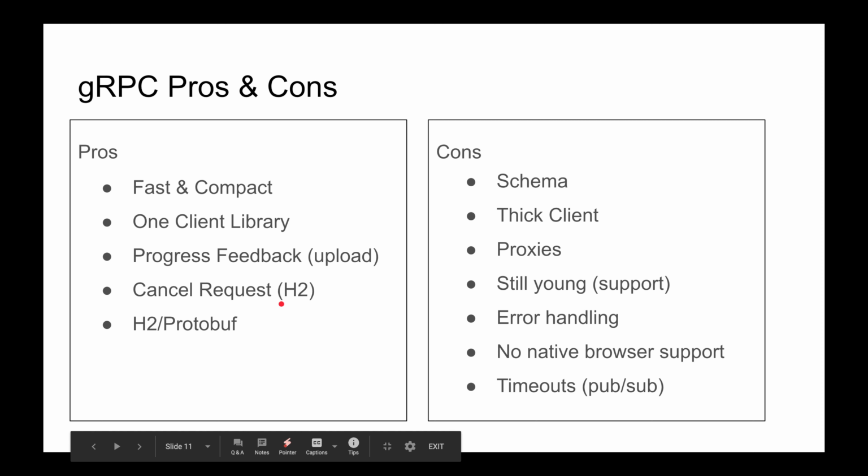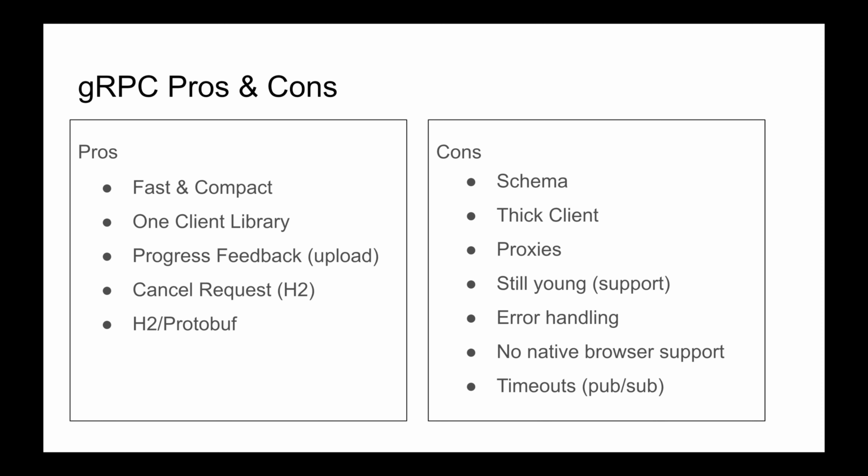HTTP/2 and protocol buffer benefits just magically appear here. All the benefits of protocol buffer, compact, fast, all that stuff is here. All the benefits of HTTP/2, streaming, bidirectional, push notification, right? The idea of compact compression, right? All of that stuff, you benefit from it if you use gRPC.